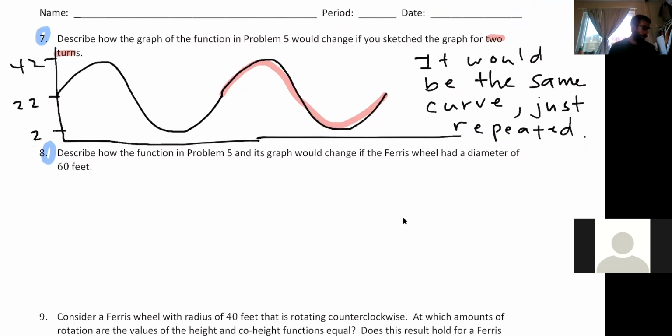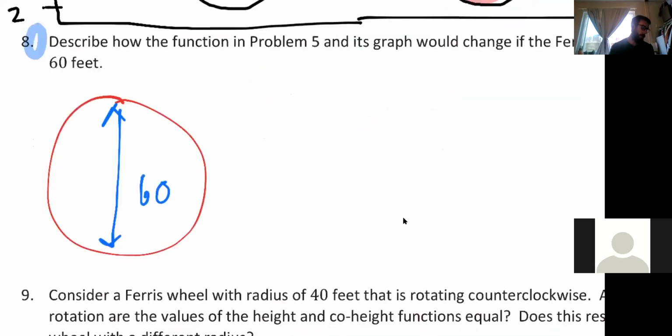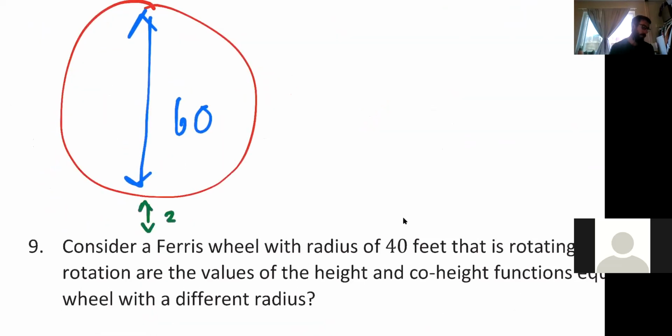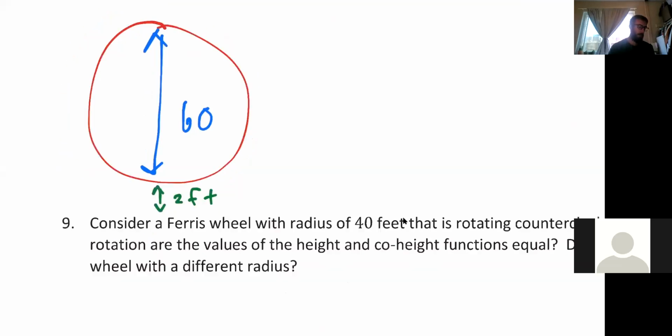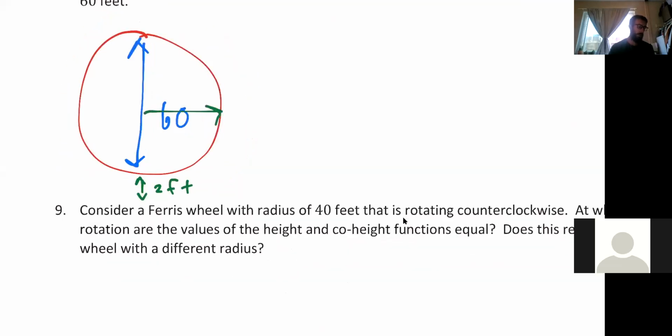All right, last problem here on this page. Describe how the function in problem 5 would change if the Ferris wheel had a diameter of 60 feet. Well, naturally, if our Ferris wheel didn't have a diameter of 40 feet, but now 60 feet, the only thing that would change is that our heights would obviously be higher or lower. We know that we're still starting 2 feet above the ground, but effectively, our starting point right here would now just be the radius of a 60-foot circle, which, there we go, would now not be 20, but 30.